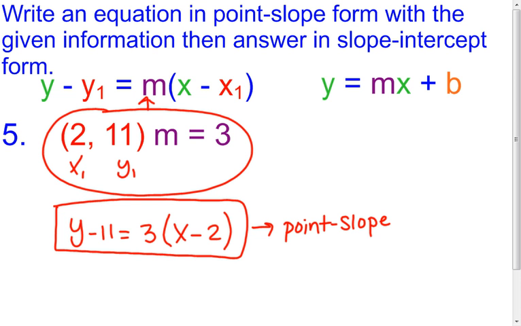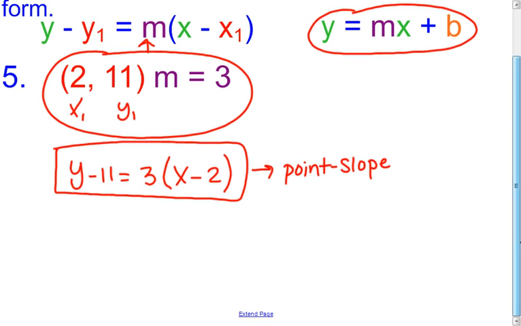Then I want you to take that equation and I want you to convert it to slope-intercept form, which is this one. So in slope-intercept form, you need that equation solved for y, basically, and to get it simplified. So what you're going to do is you're going to distribute this through. So I will have y minus 11 equals 3x. 3 times x is 3x, minus 3 times 2 is 6.